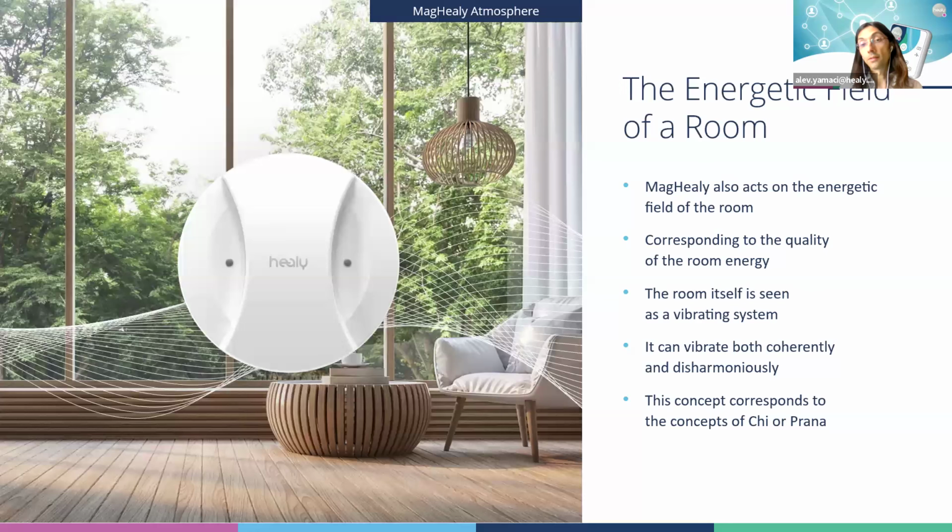And of course, if you are into Feng Shui, or also the Vedic version of it, then you know about the quality of the room energy, and that the room itself can also be seen as a vibrating system. It can be coherent or it can be disharmonic. And what we want is a coherent room. This also corresponds to the concepts of chi and prana. So there's a special energy in the room.